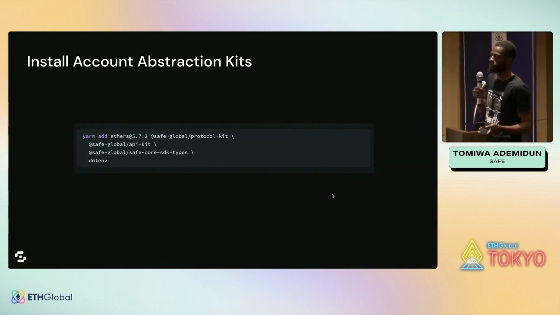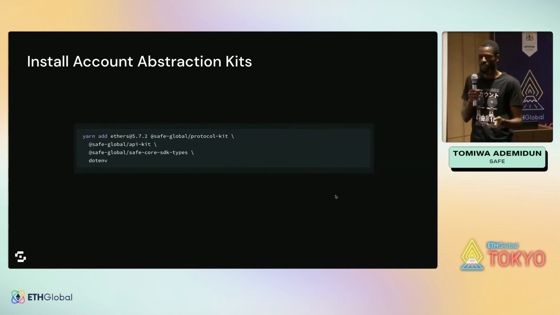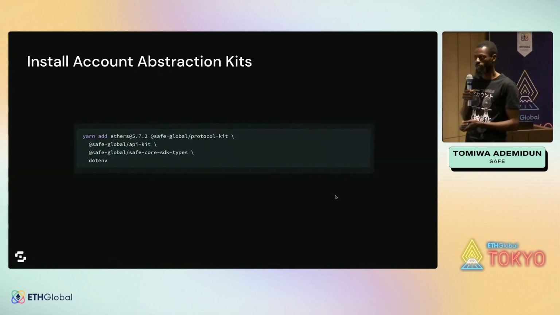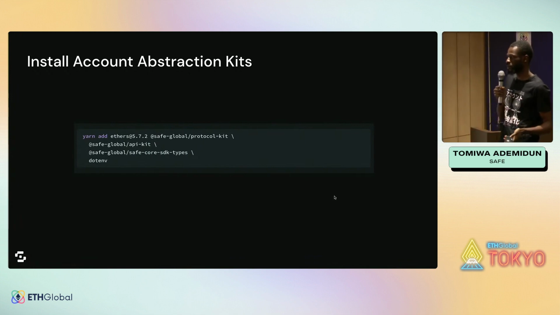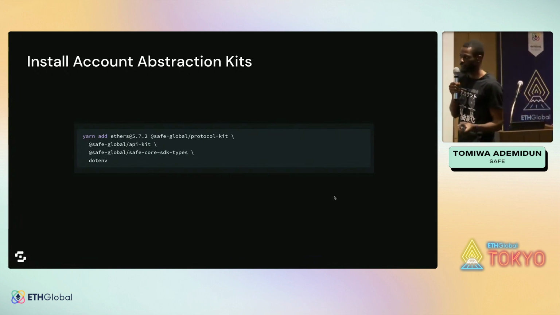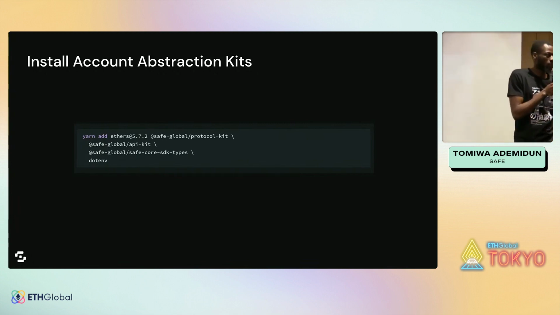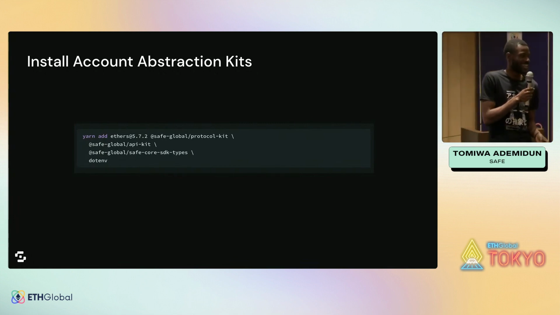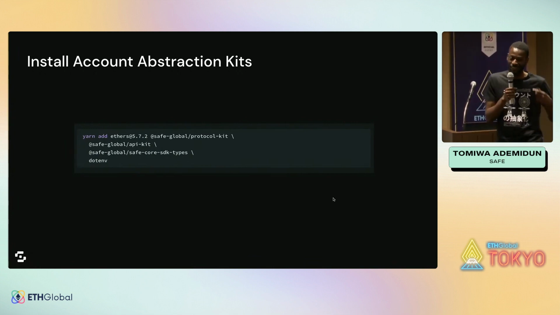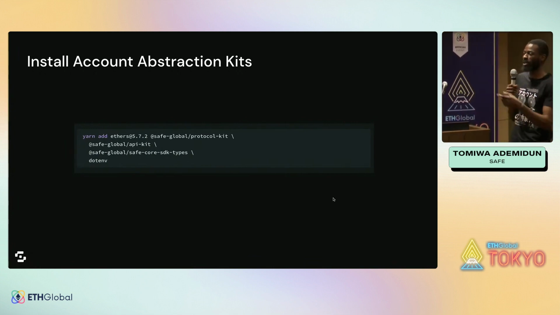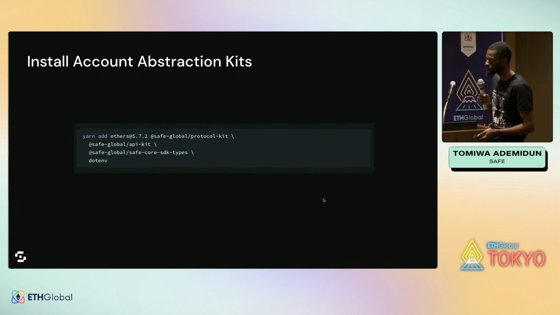So the first thing you want to do is install some kits. The protocol kit, API kit for basically interacting with our API service, and then the SDK types if you're using TypeScript, which I recommend. Also super important, if you're going to use Ethers, use 5.7.2. 6.0 came out, which is still not compatible with a lot of stuff. I see you're nodding your head. Yeah. So this is one of those things that if you don't know, it's a very hard bug to fix. So make sure you use 5.7.2.